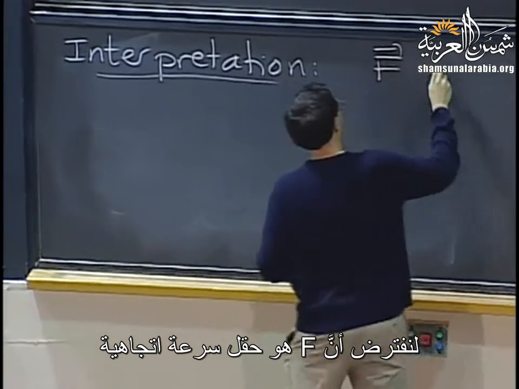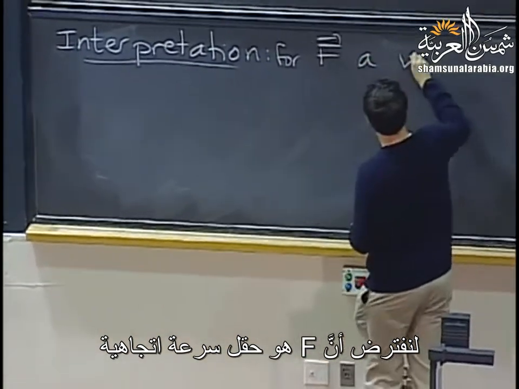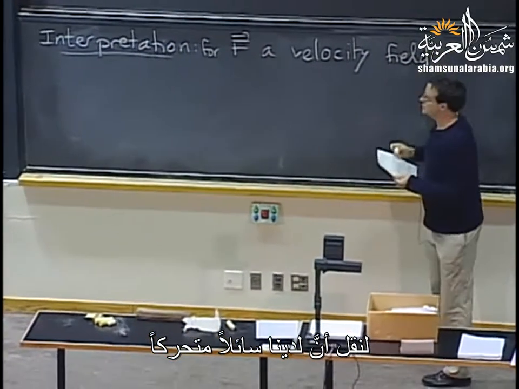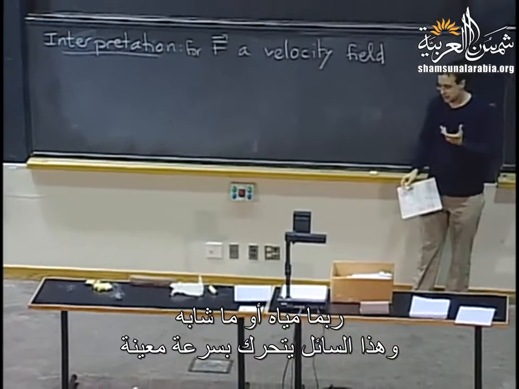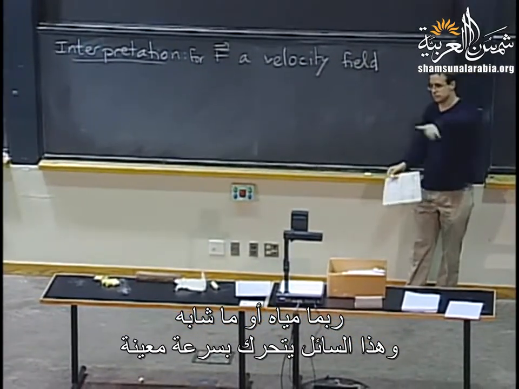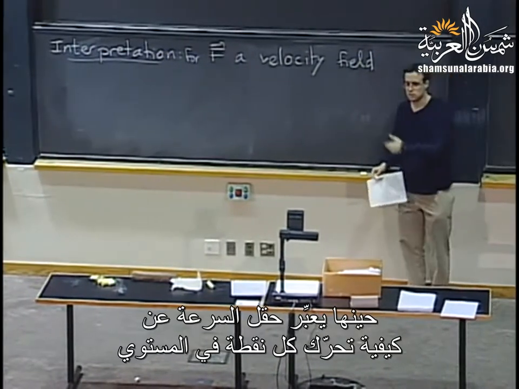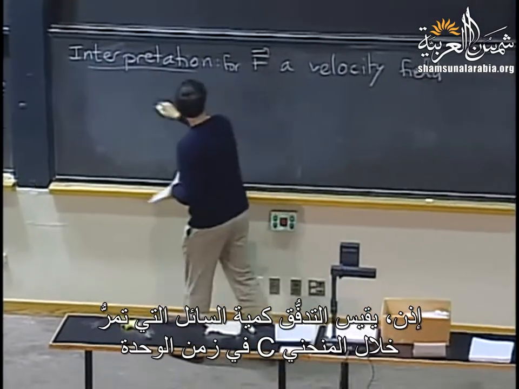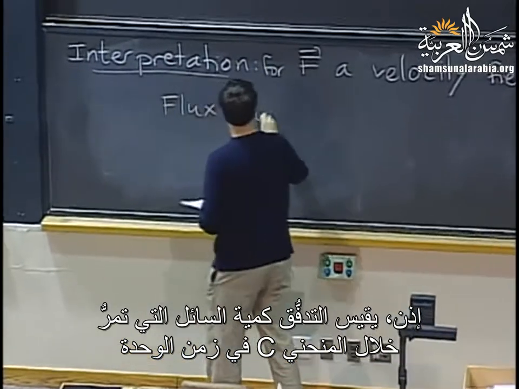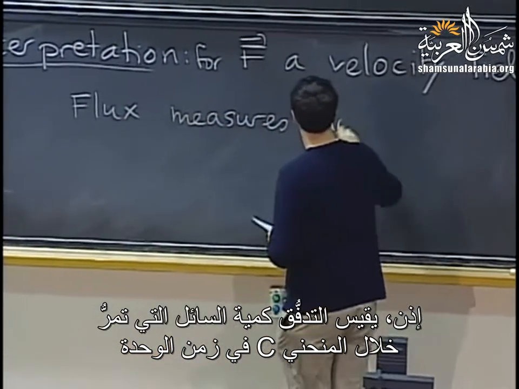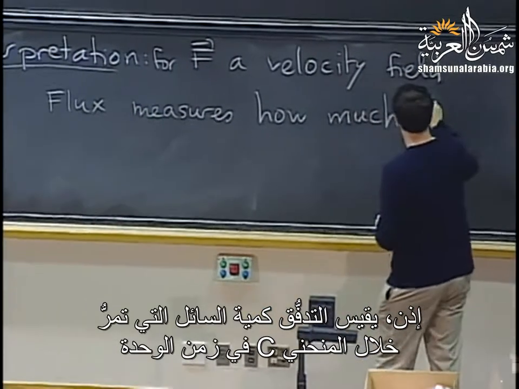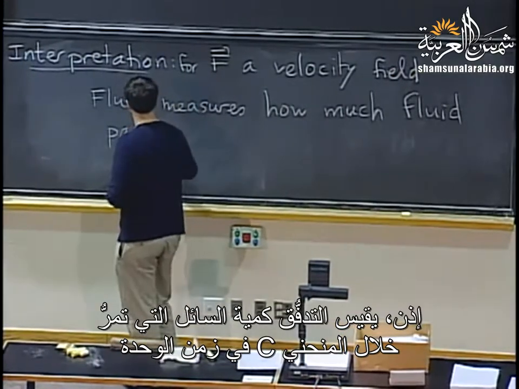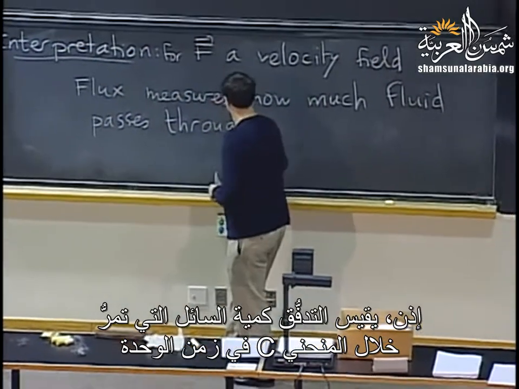Let's say that F is a velocity field. So that means I'm thinking of some fluid that's moving, maybe water or something, at a certain speed, and my vector field represents how things are moving at every point of the plane. So I claim that flux measures how much fluid passes through the curve C per unit time.